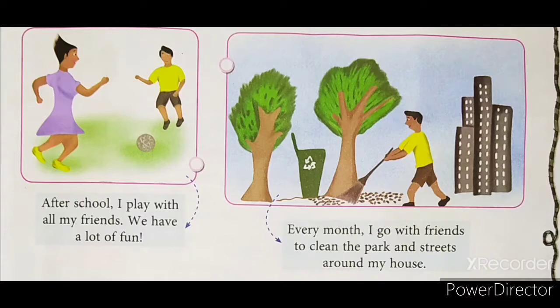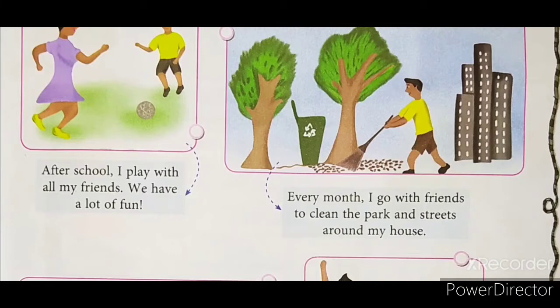Next activity. Every month I go with friends. That means every month Manoj goes with friends to clean the park and streets around his house. Students, do you do this activity with your friends? It's a question mark only. Students, you don't want to clean the park and streets.